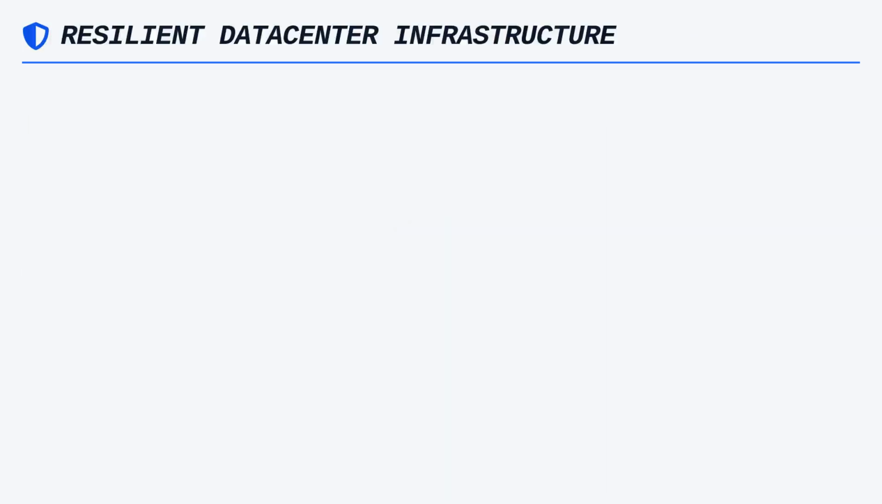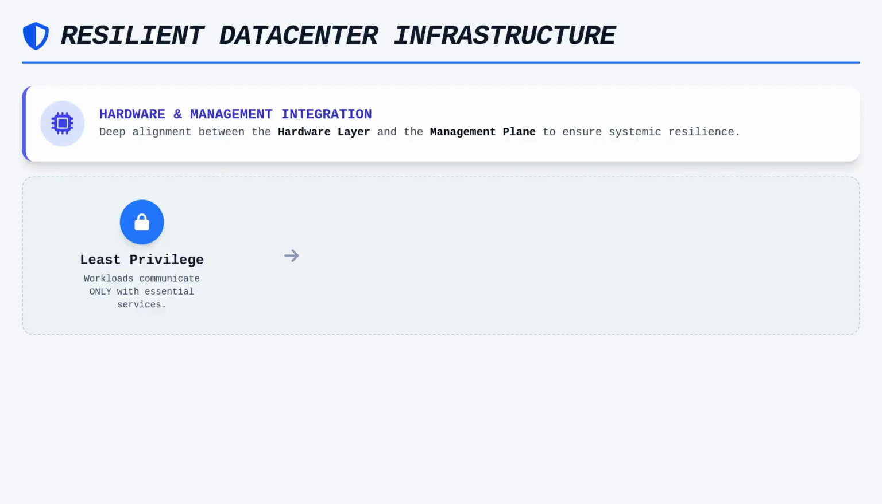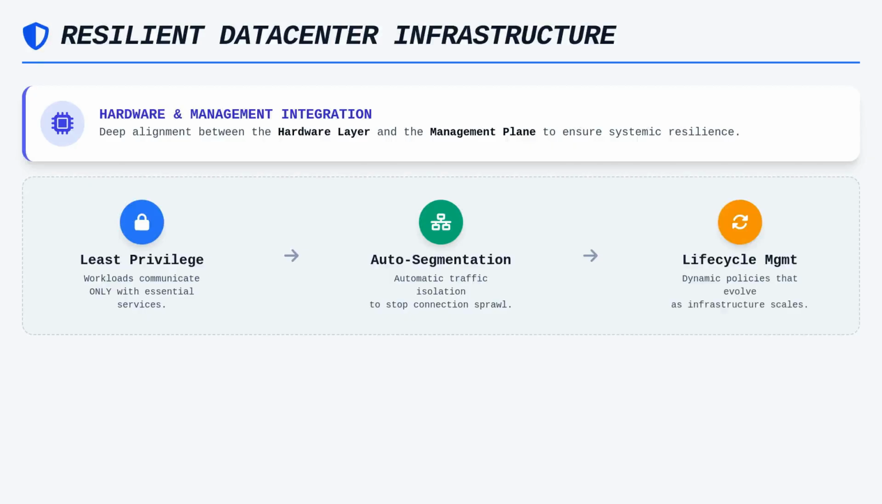Resilient infrastructures in modern data centers require deep integration between the hardware layer and the management plane. We rely on the concept of least privilege, which, in technical terms, means that each workload should only be able to communicate with the specific services it requires to fulfill its function. When configuring your compute and storage fabrics, you should design them to segment traffic automatically, preventing the sprawl of unauthorized or unnecessary connections. Lifecycle management of these security policies is equally vital.